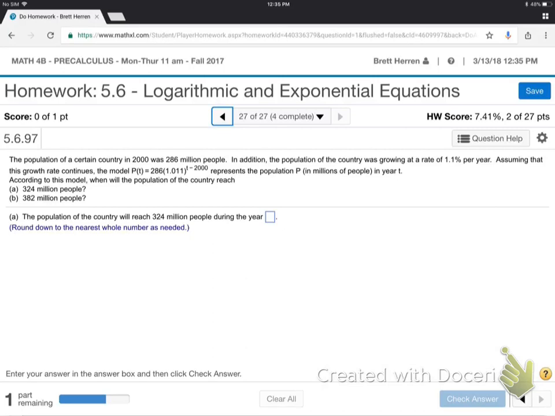I want to start the next one, the financial applications. Let's look at this one. So blah, blah, blah. Then they give me a formula in the middle. Let me just grab that formula. So P equals 286 times 1.011 to the T minus 2,000 power. Okay, so there we have the formula.